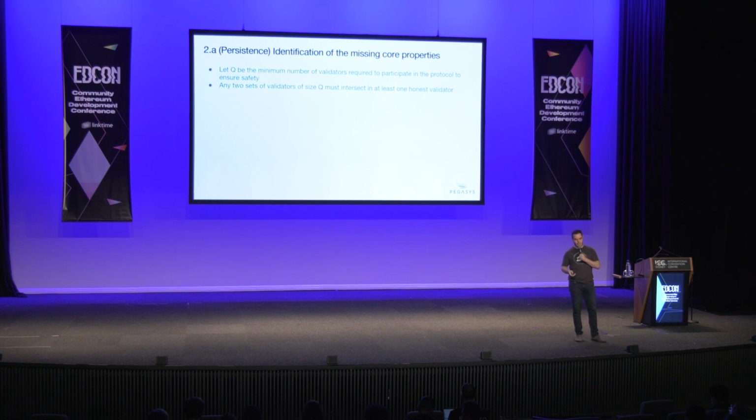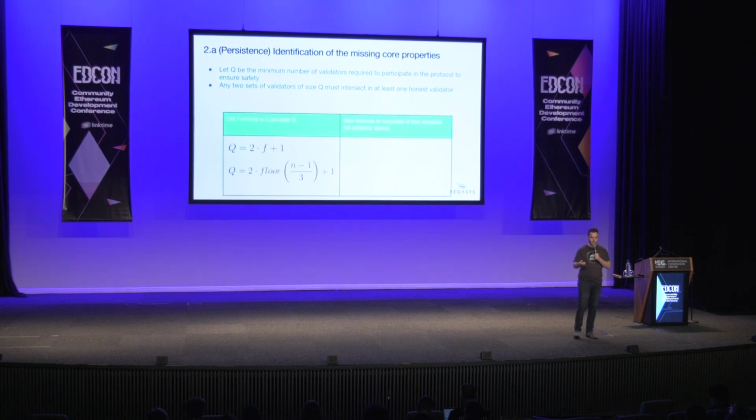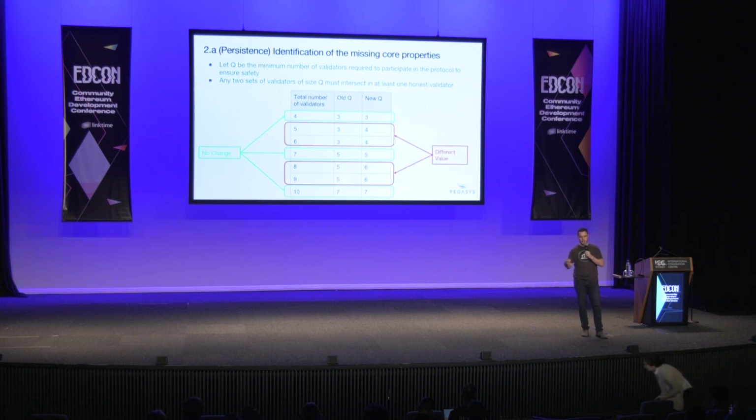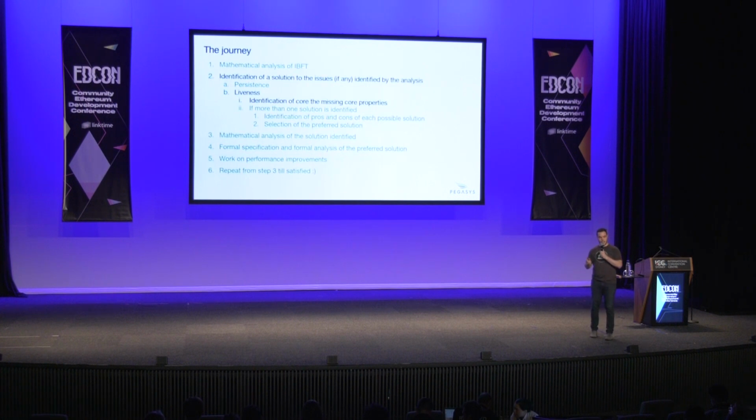So this led to modifying the formula for calculating Q from the old one to the new one, which is basically a scaling of 2/3 of the nodes. Just to give you an idea, this formula says that there is no change for a certain number of validators, but for some numbers like 5, 6, 8, 9, the minimum number of validators is increased by 1. And this solves the persistence issue, but we are still left with solving the liveness issue.